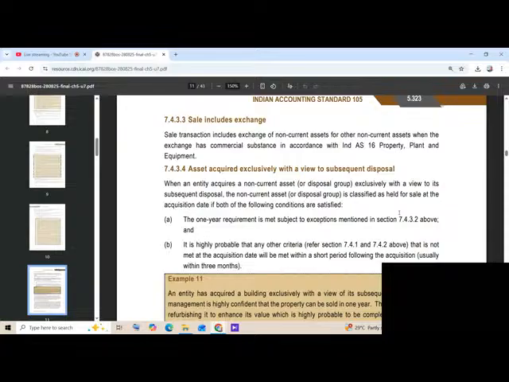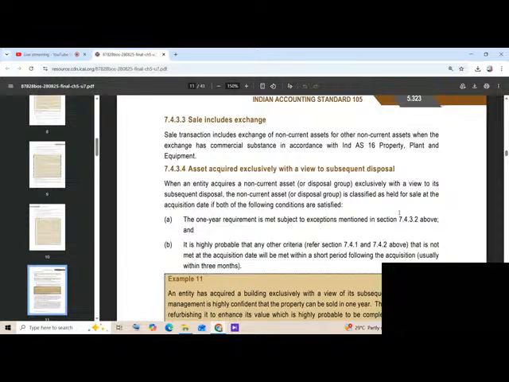Next point. Sale includes exchange. Sale transaction includes exchange of non-current assets for other non-current assets where the exchange has commercial substance in accordance with Ind AS 16 PPE.